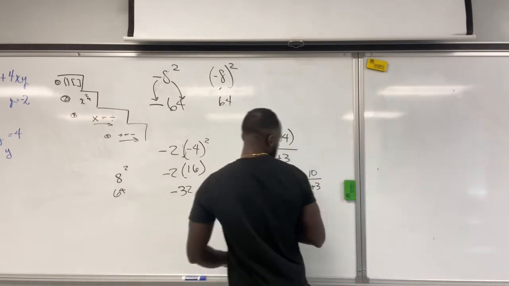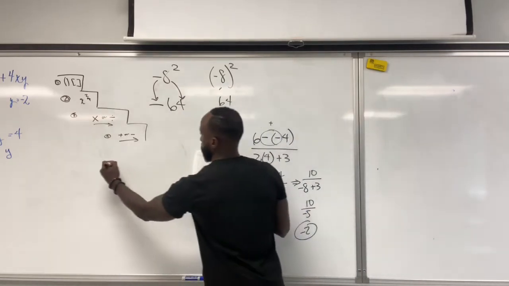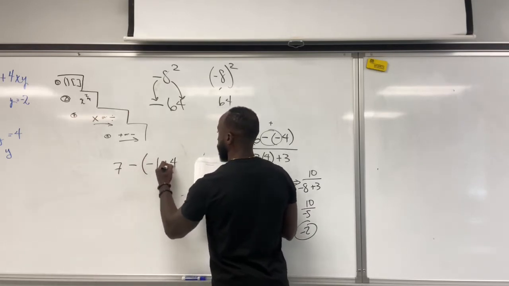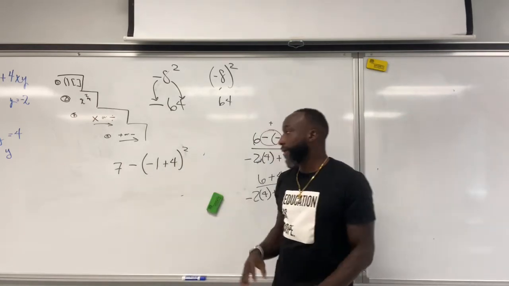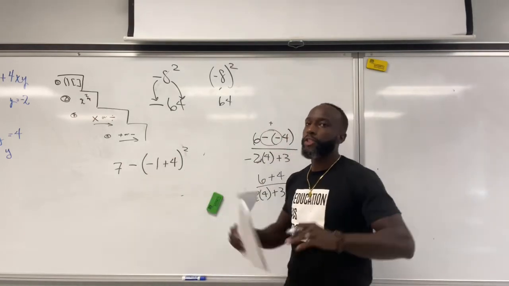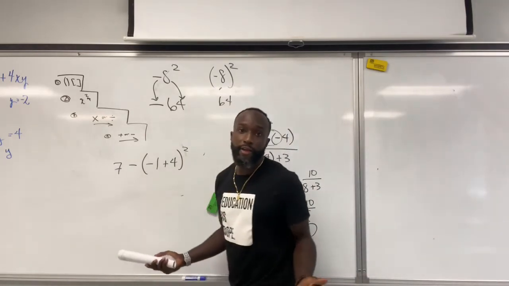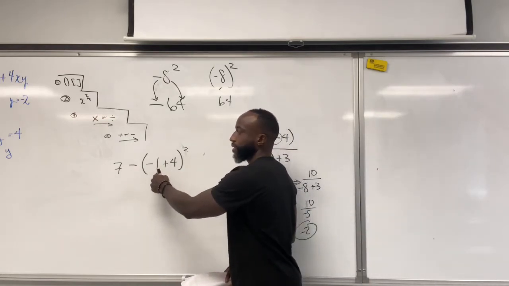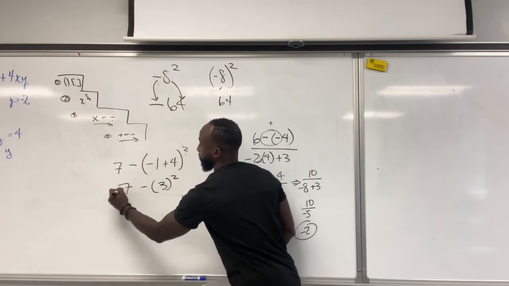Looking at number 8. Number 8 looks like this: 7 minus the quantity of -1 plus 4 to the second power. All right? Now, as you see, this problem is a whole lot of math to do. Don't get excited. Follow your steps. First step, are there any parentheses? Yes. So we're going to work parentheses first. -1 plus 4 is going to give us our 3 to the second power. Just rewrite the rest of the problem.